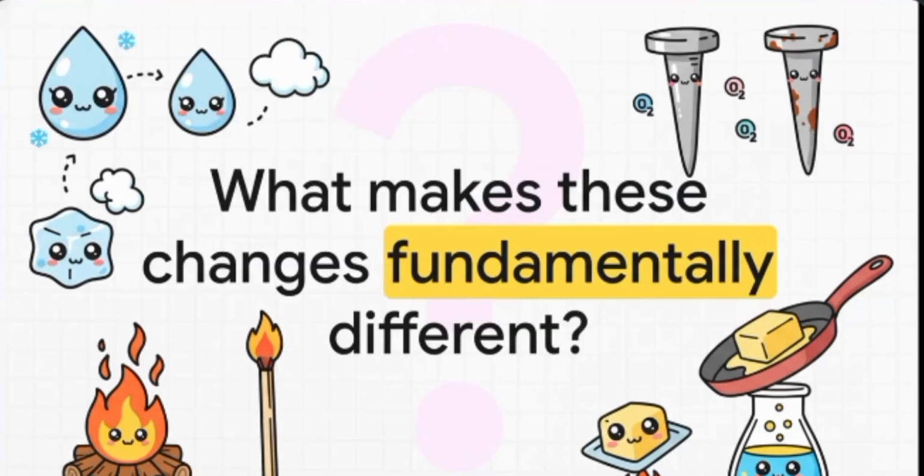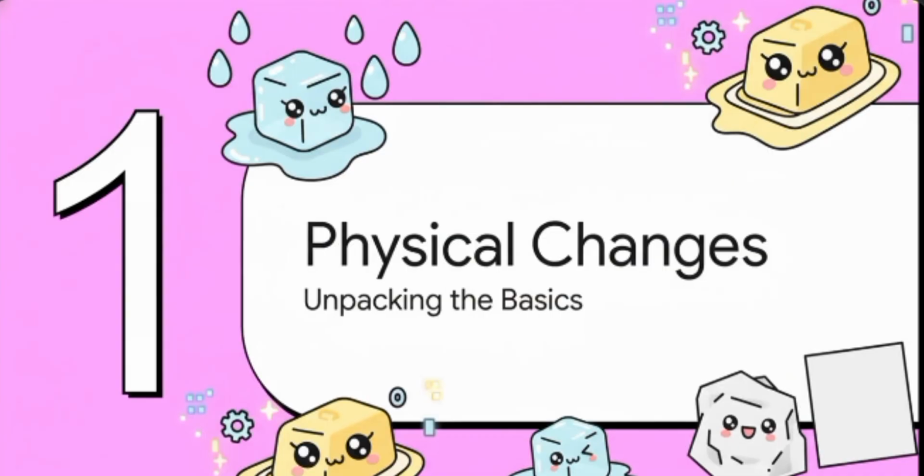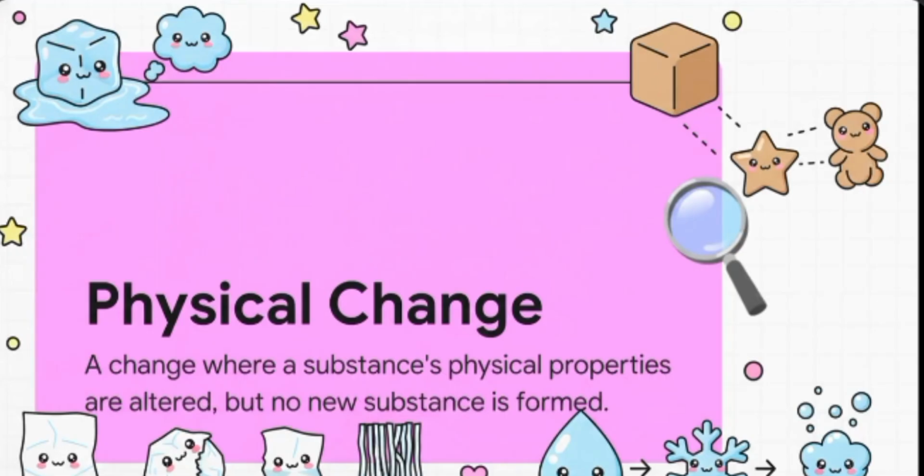So, here's the $1,000,000 question. All three of these are definitely changes, but they are not all the same kind of change. One of these things is not like the others. Any ideas which one it is? Well, that's exactly what we're about to figure out. To crack this code, we need to understand the two main categories that all changes fall into. So, let's dive into section 1 and start with the first type: physical changes.